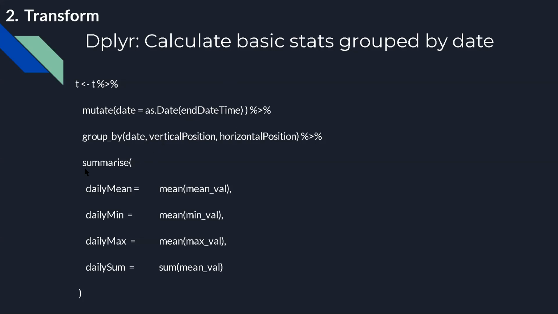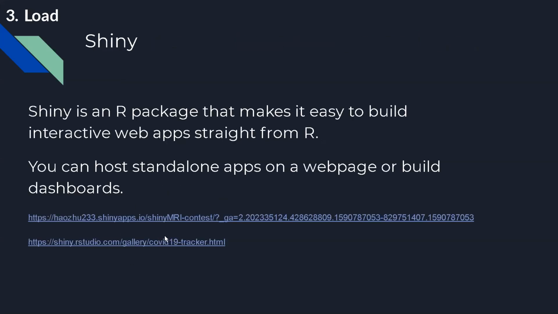And then we're going to summarize, which is another dplyr function. These are all dplyr functions. We're going to take the mean of the mean value. So this function is a little bit messed up actually. So daily min would be equal to min val, and so on and so forth. And then I'll be loading all this data.